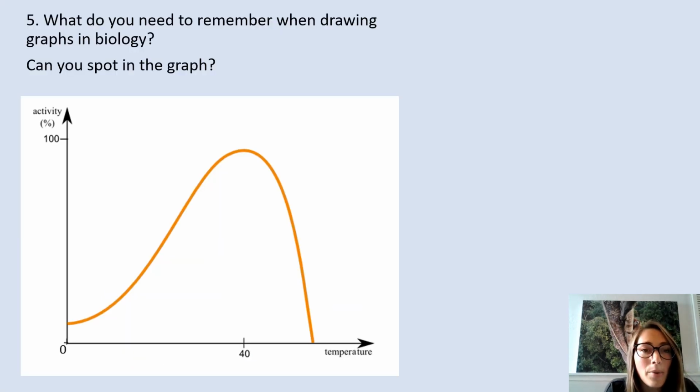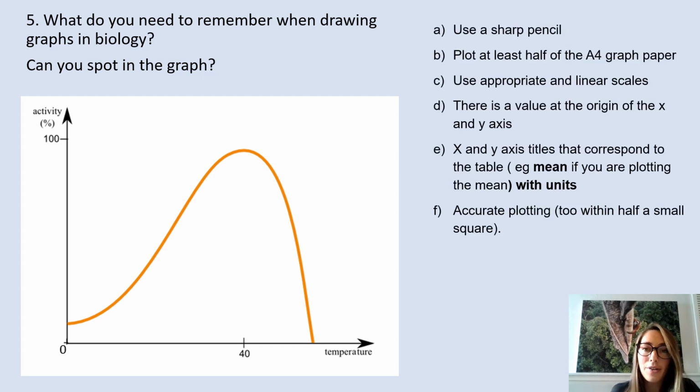So what do we need to remember when drawing graphs in biology? There's a few things to remember here. The first thing is always use a sharp pencil. This helps you plot accurately. Plot at least half of your A4 graph paper. Now this doesn't just mean extending your axes to make them bigger, but this is your plot where you've got your crosses and your lines. So make sure that is at least half of your A4 paper.